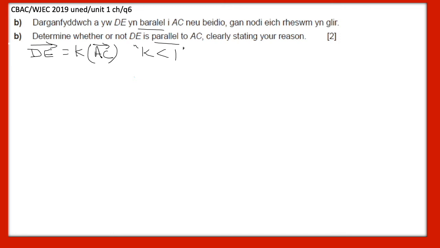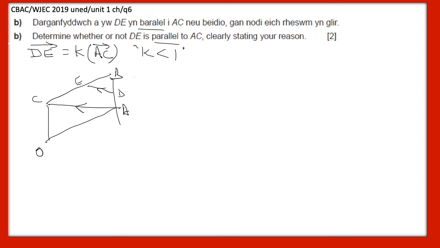but if I want to use that method, I've got to find the vector DE, so I need a quick diagram, and artistry is not my forte, but never mind. That'll do as my DE line. Here's my AC line. And so I need to find DE.